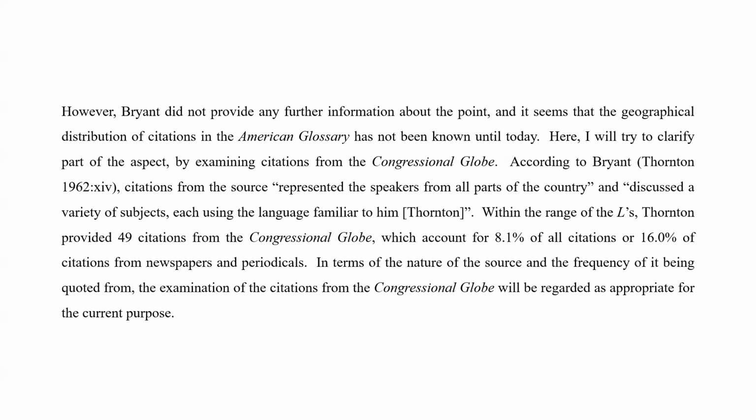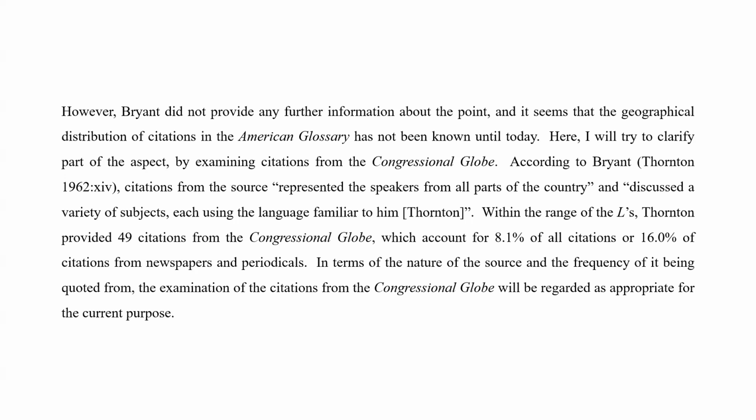However, Bryan did not provide any further information about the point, and it seems that the geographical distribution of citations in the American Glossary has not been known until today. Here, I will try to clarify part of the aspect by examining citations from the Congressional Globe.